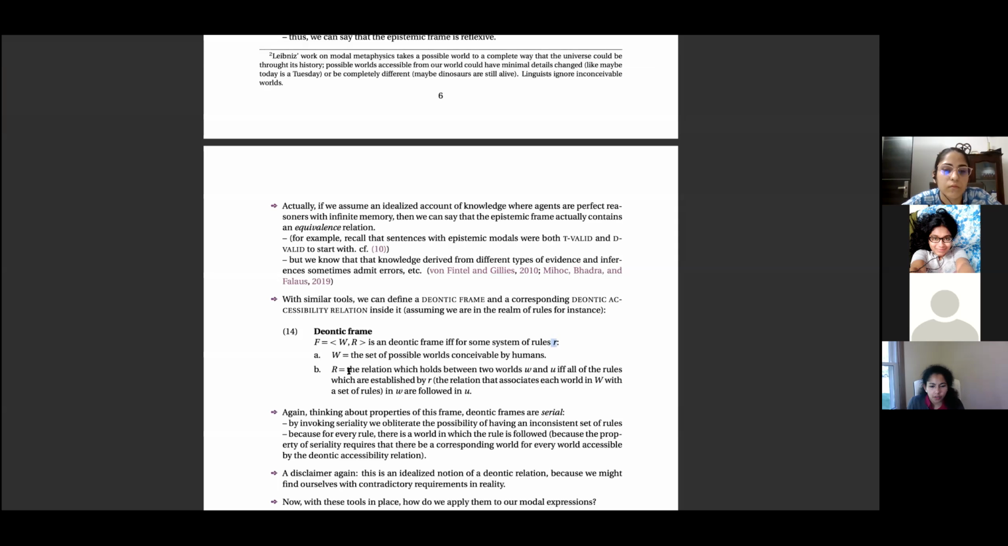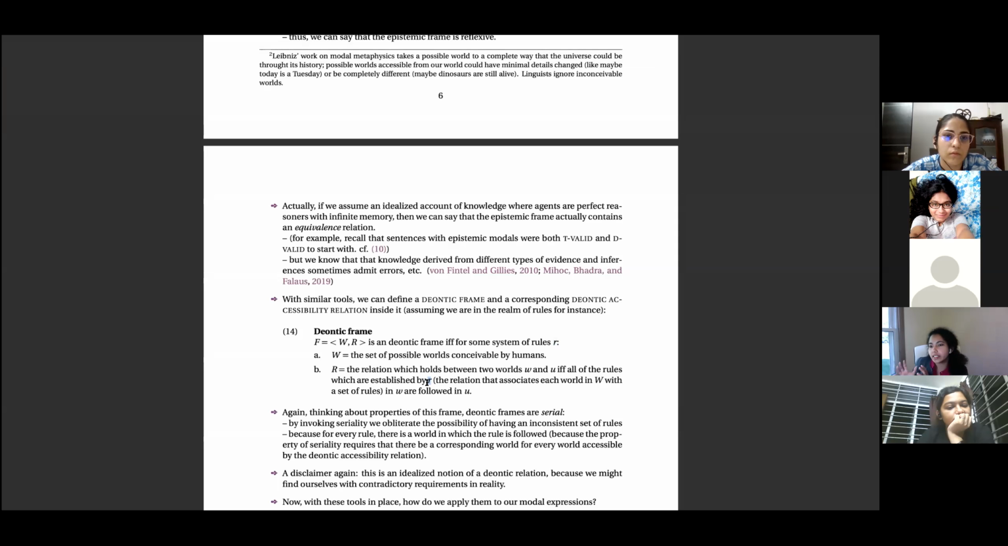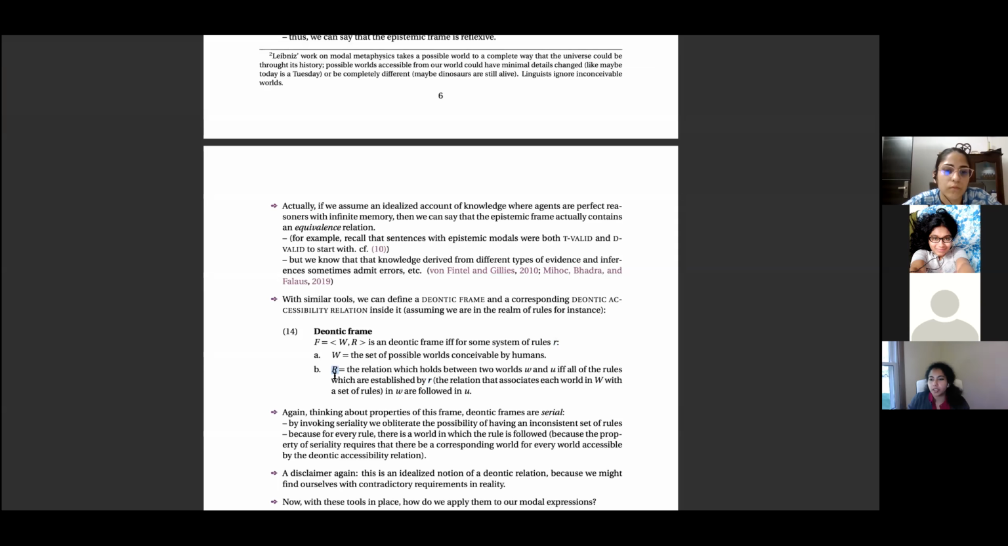So as it's written here, the relation which holds between two worlds, W and U, if and only if all of the rules which are established by r hold. So r takes every world and gives it a set of rules. Think of it this way, the small r gives us these rules, and then the big R says, now let's look at which worlds these rules are followed in. So the output of this big R relation will be a set of worlds where all the rules in your evaluation world are followed, whichever world you're standing in and looking at other worlds.